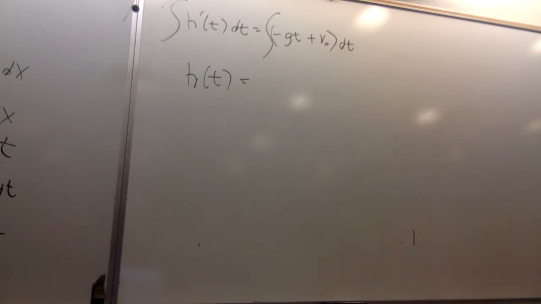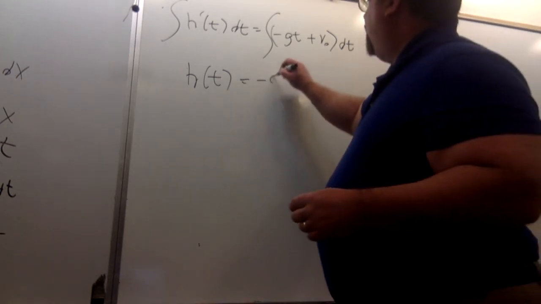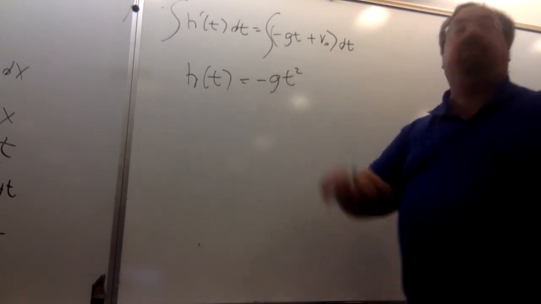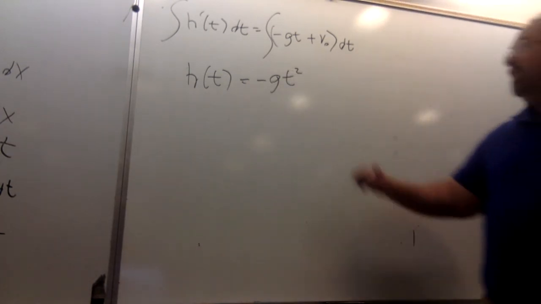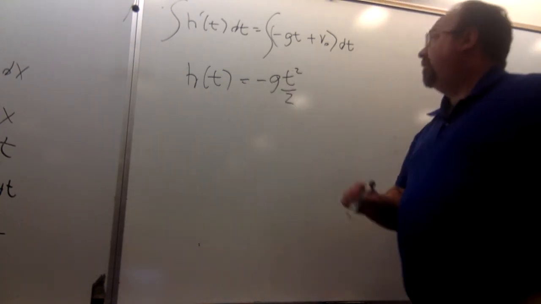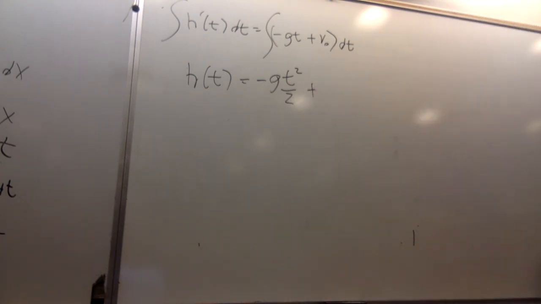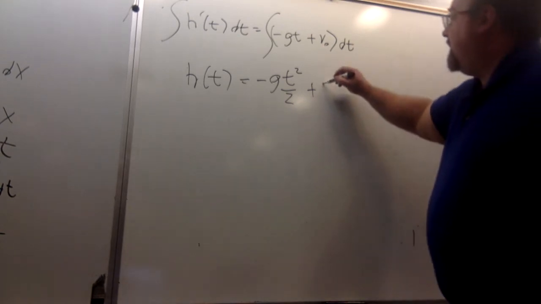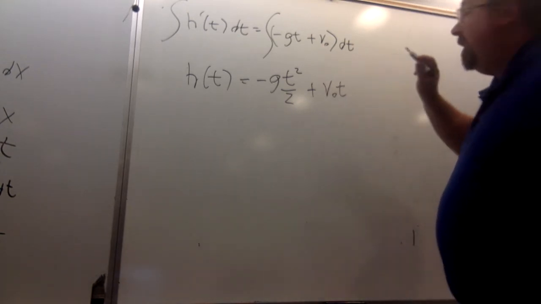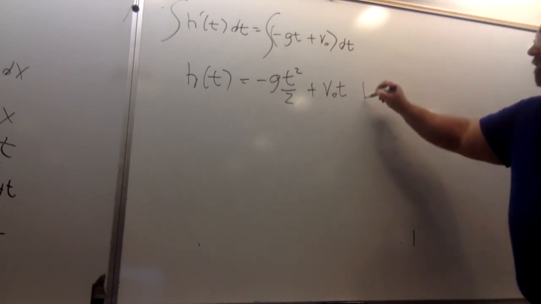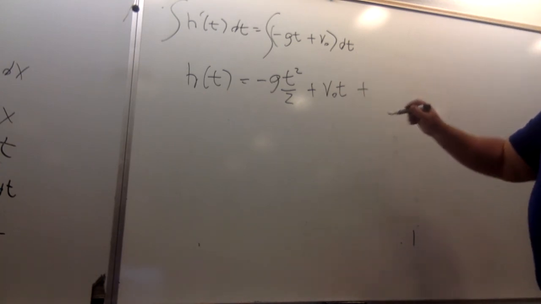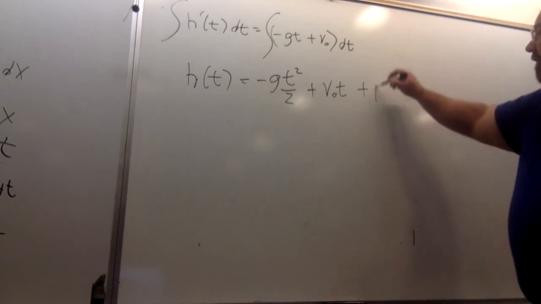g is a constant. Minus g t squared, what's missing? Over 2. Yeah, the integral of t is t squared over 2. And then v naught is also a constant, so we integrate that. And we get what? v naught times t. Okay, and yeah, we still need a plus. Actually, to distinguish from a c over there, I'm going to call this d.